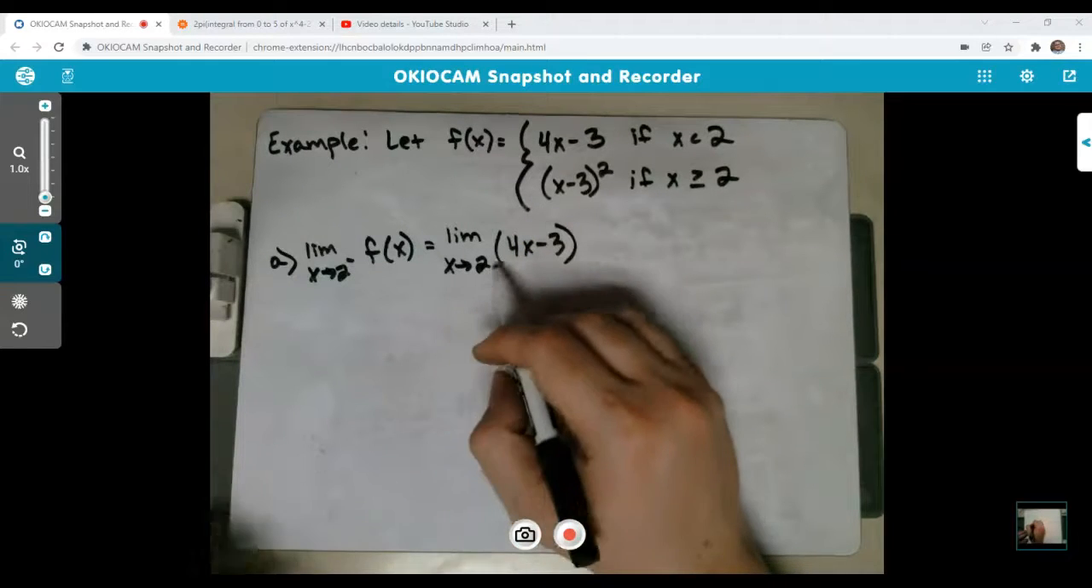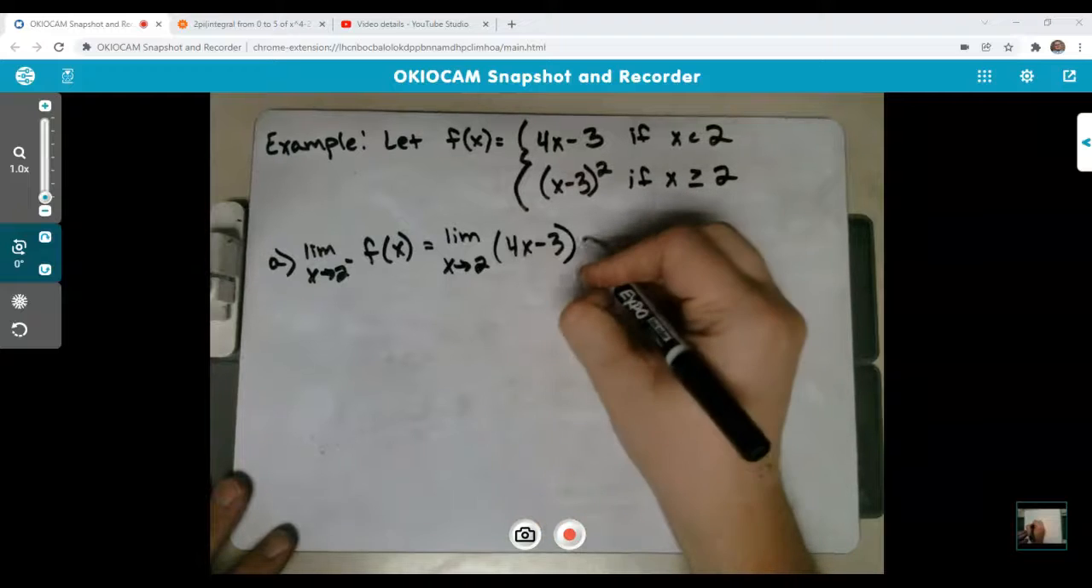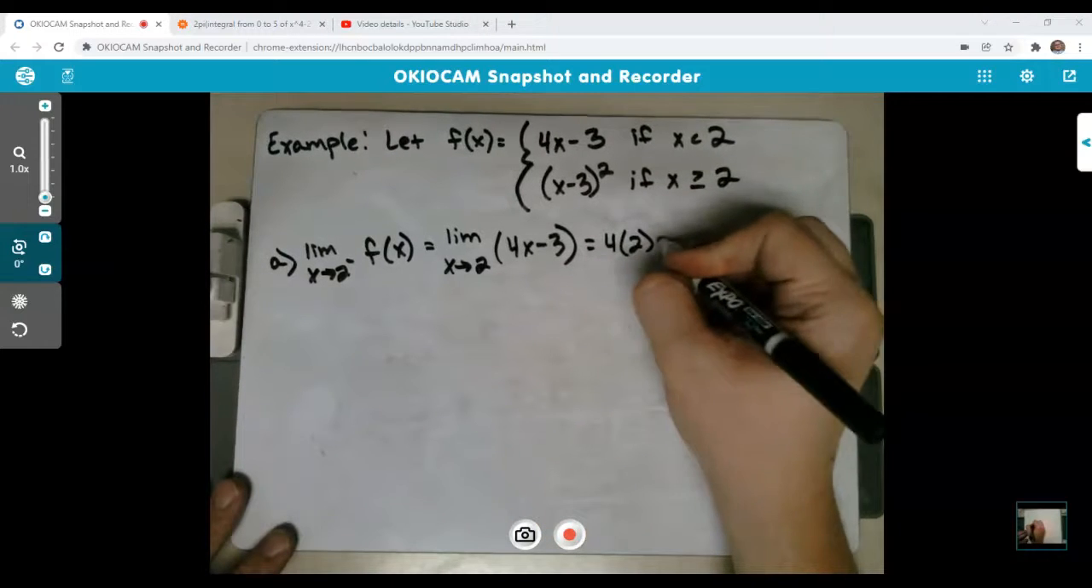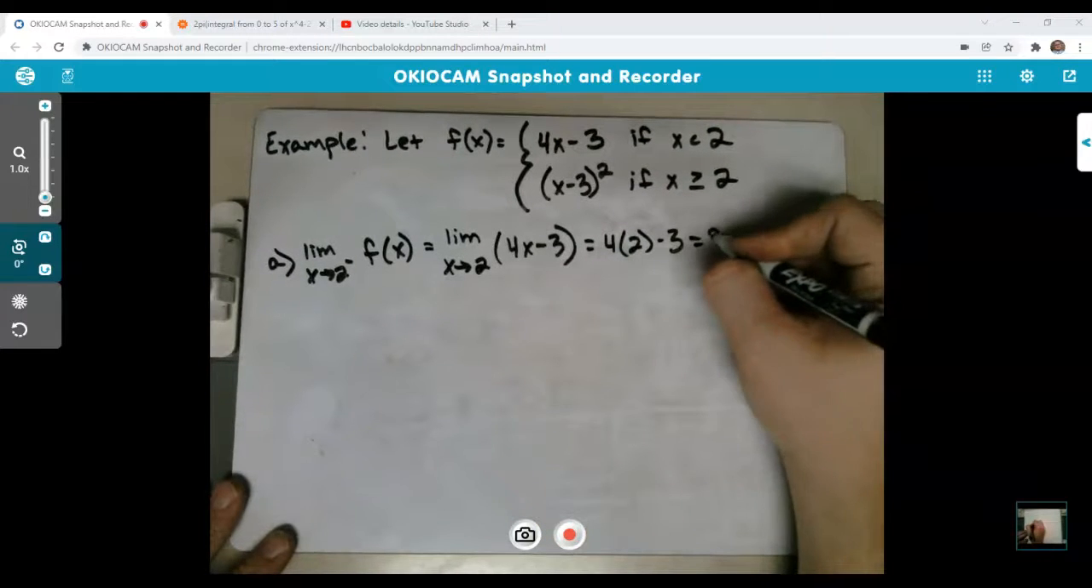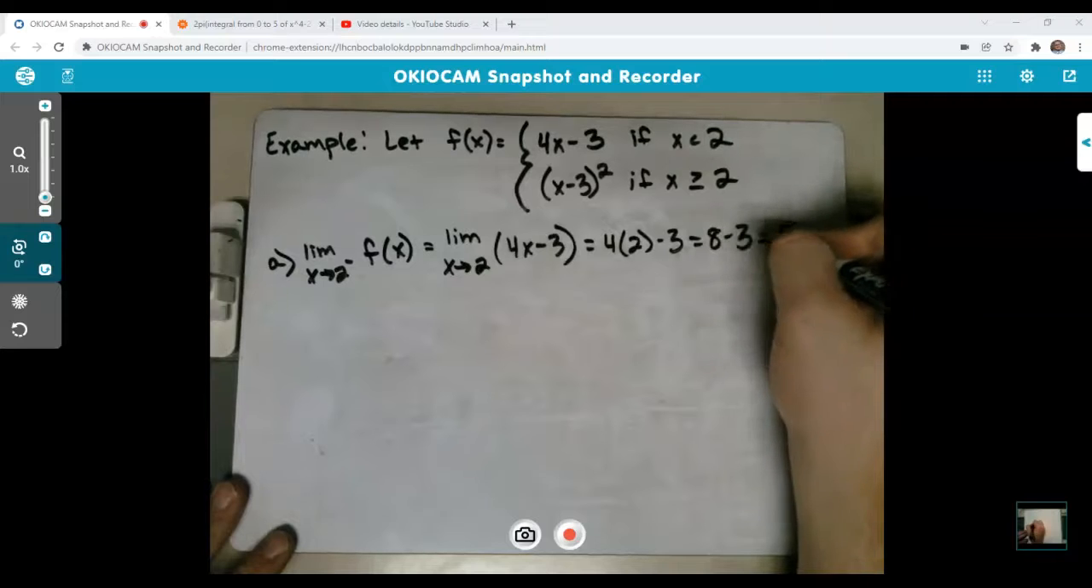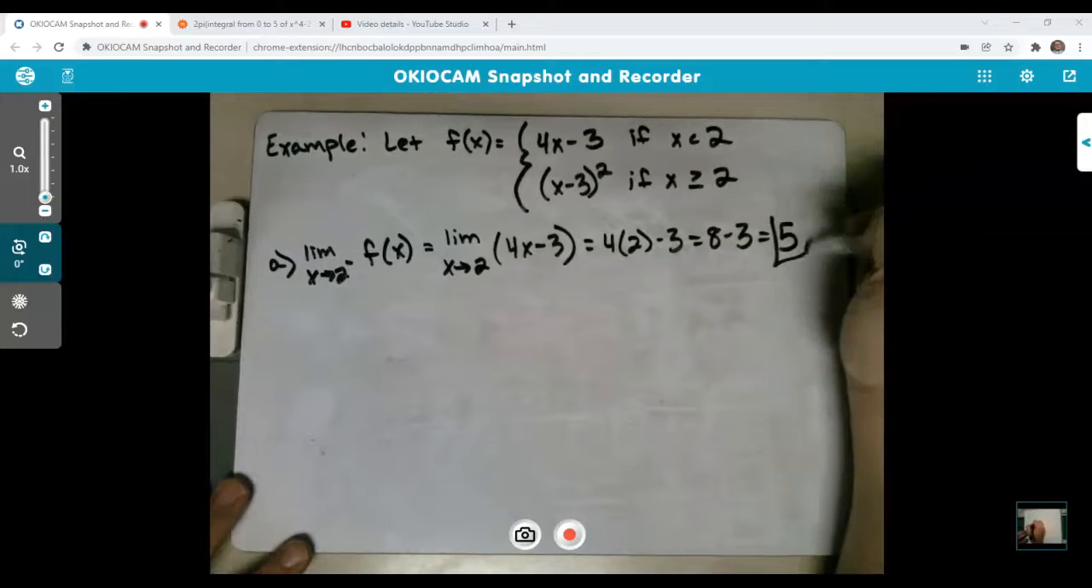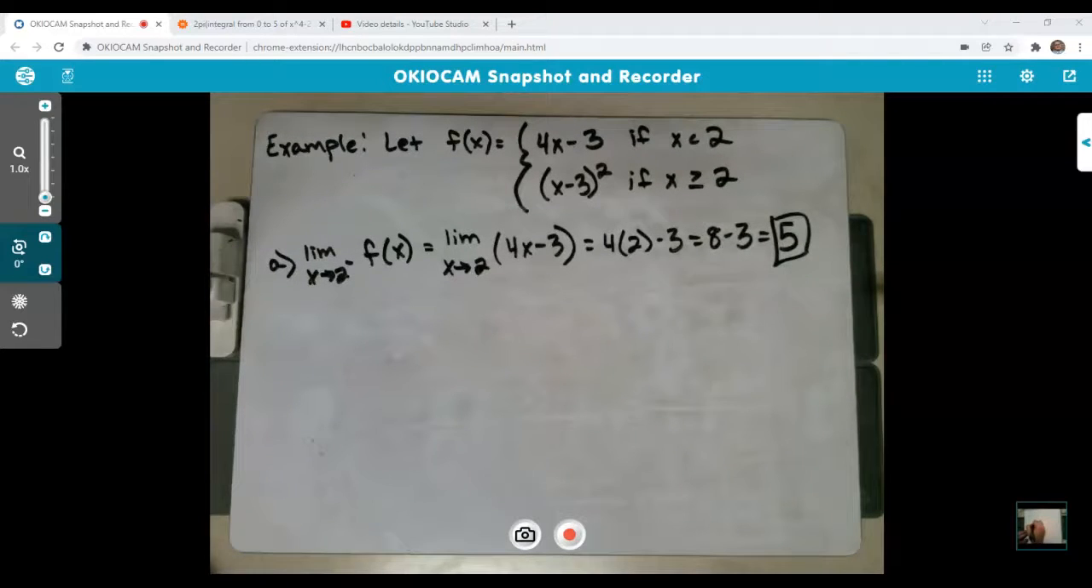As I have seen, I can just plug in 2 here. So that's just going to be 4 times 2 minus 3. 4 times 2 is 8, so that's 8 minus 3, which is 5. So going from the left, it's equal to 5.